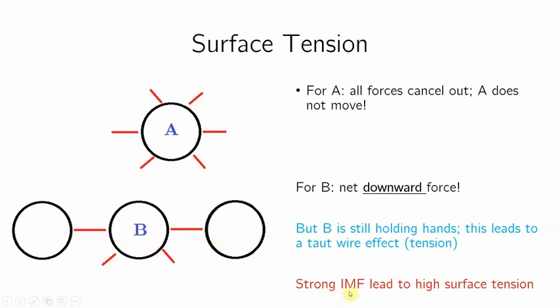So strong intermolecular forces lead to high surface tension values. Okay, so things that don't have strong surface tension are going to be things like non-polar liquids, like oils. Oils have very low surface tension. Water, which is very polar and has hydrogen bonding, has very, very high surface tension, about 3 to 4 times as high as that of oil. And it's because of the pull that water has from underneath it.